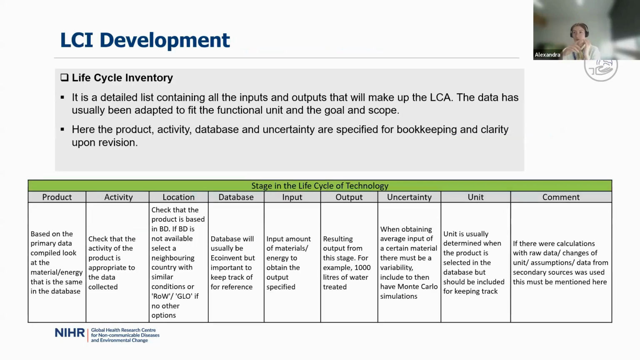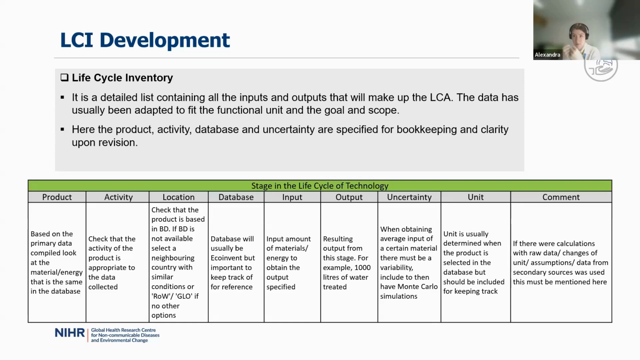So now that we've thought of what the goal is, what the functional units are that we need to consider and make the most sense for our research, what is the scope? What are the parts of the life cycle that we want to observe? Where we're going to get the data from, if it's going to be primary, secondary, what our databases are going to be, and what type of impacts we want to consider.